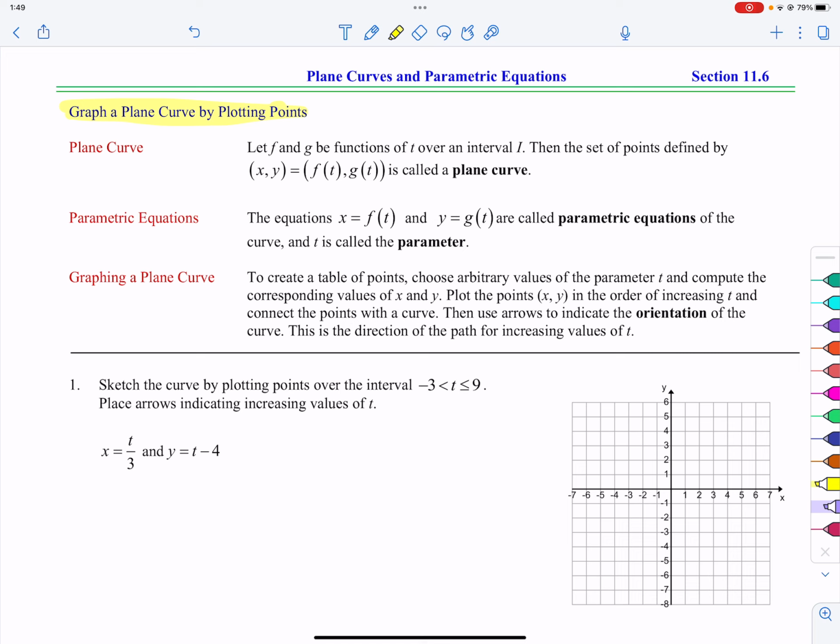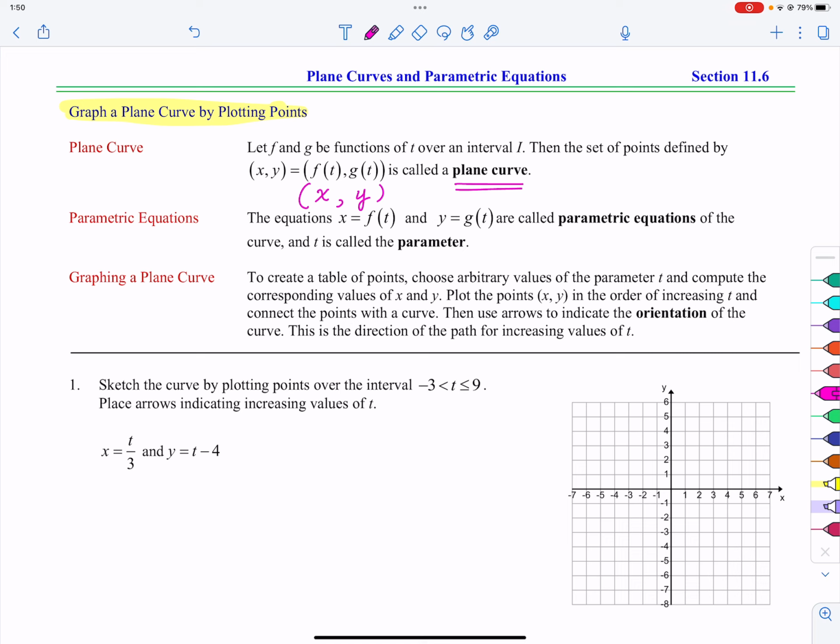Let f and g be functions of t over an interval. Then the set of points defined by f of t, g of t. So f of t is your x-coordinate. Another function of t called g of t is your y-coordinate. That is what you plot on this plane curve.